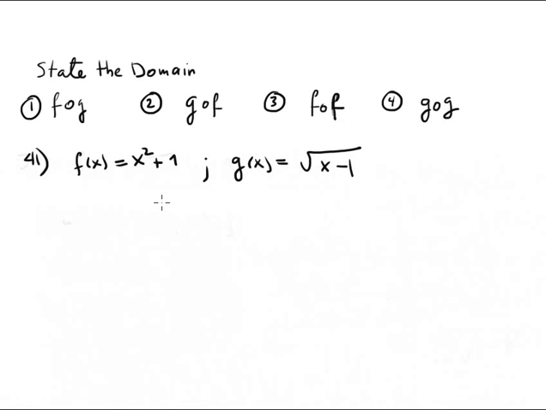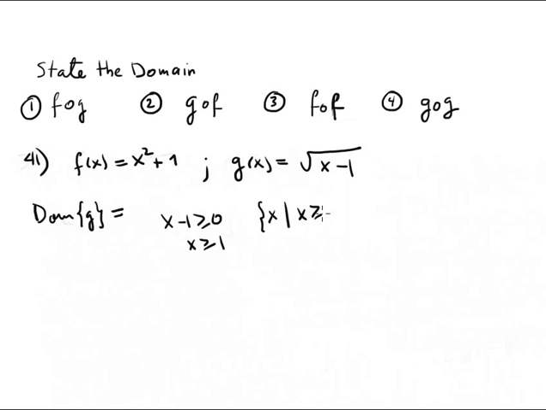Okay, 41. It's the same, but I changed the function, new function. Let's do it the first. Domain of g. Well, you take the expression inside. Minus 1 must be non-negative. x must then be at least 1. Domain of g is x such that x is greater than or equal to 1.